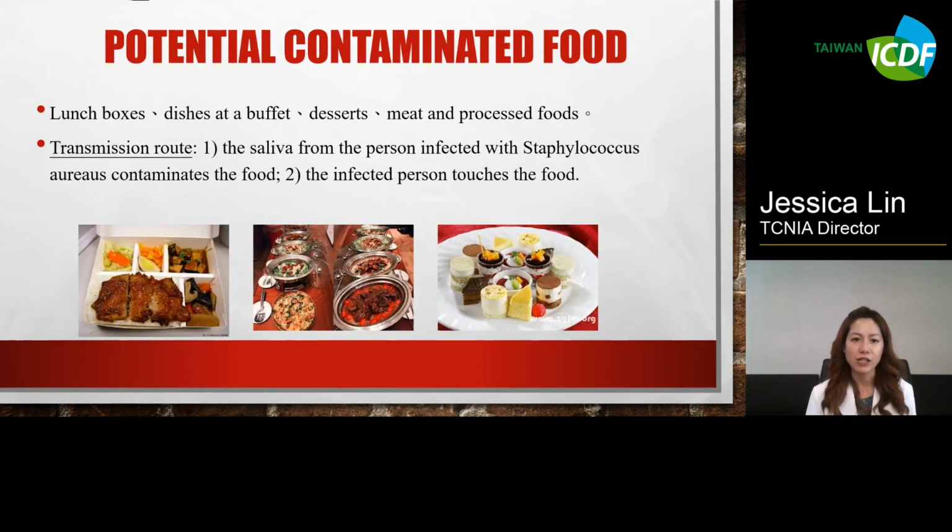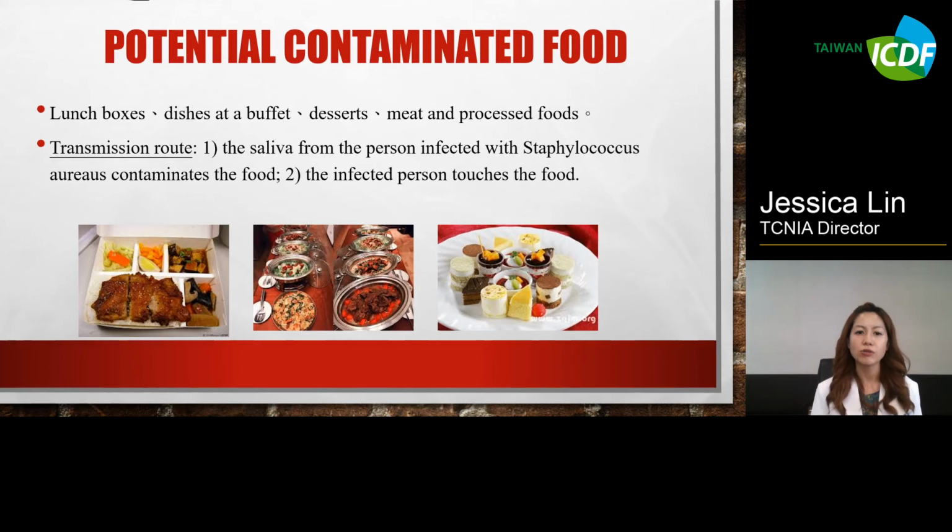Some of the potentially contaminated foods include lunch boxes. In Taiwan, it's very typical for working staff to eat lunch at work, so usually people tend to order lunch boxes from outside. Or if you go to a restaurant and eat at a buffet, or if you like desserts, Staphylococcus can be found in these places. Also, it is commonly found in meat and processed foods.